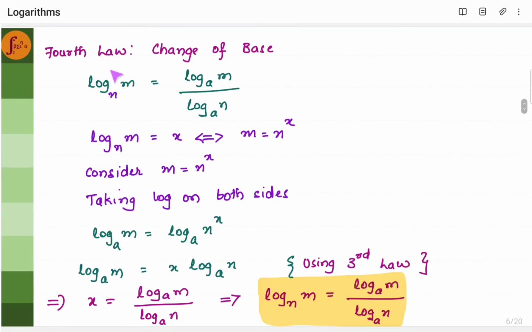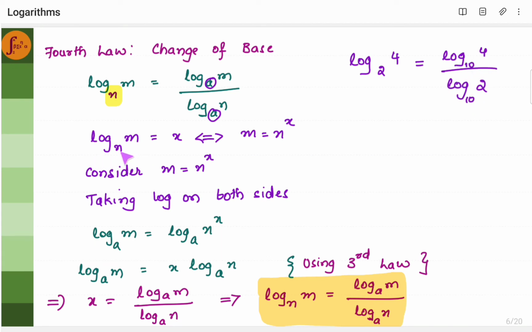Now let's go to the fourth law. The fourth law is nothing but change of base. You have say some base here, which is n, right? What you can do is, you can write it as log m to the base a, over log n to the base a. Basically, you're using a as the base and taking log m and log n, right? If you have a form like this, you can change the base. If I have something like log 2 4, how can I write this? I can write this as log 4 by log 2, say to the base 10.